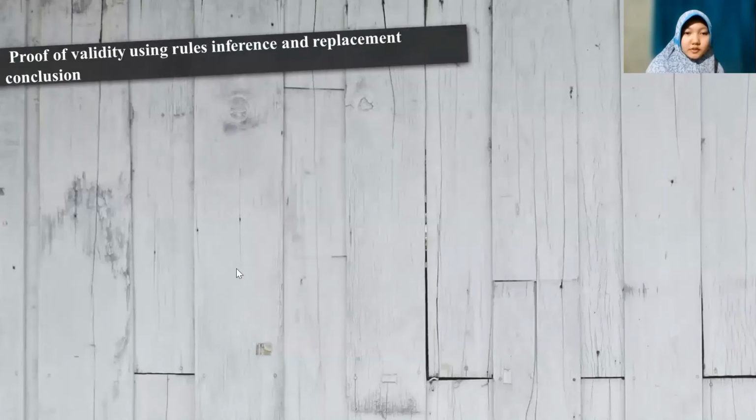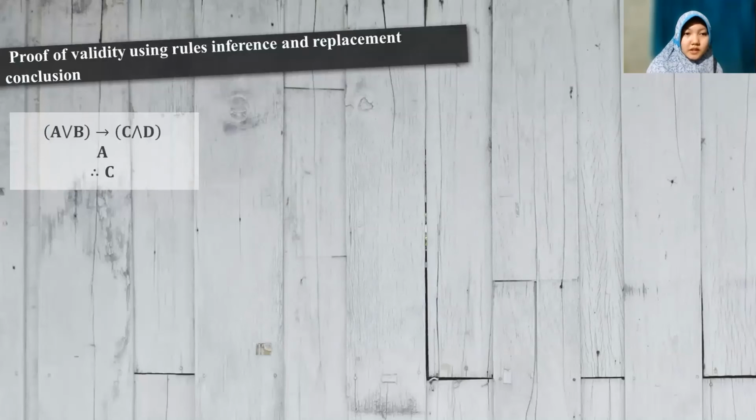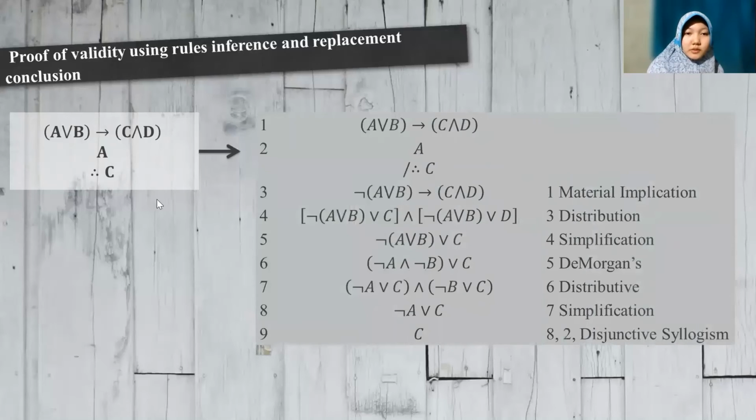So the next is conclusion. Proof of validity using rules of inference and replacement. So we have two premises. The premise one is if A or B, then C and D. The second is A, so the conclusion is C. So use this. Number 1 and 2 are premises. So this is the conclusion. So we must prove that this is valid.